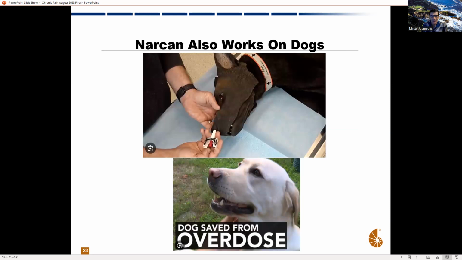And it also works on dogs. So if dogs happen to get into someone's opioid supply and you see the empty bottle or the tablets on the ground and the dog is lying unconscious next to it, you can administer Narcan nasally just like you would in an individual, and you can administer it as many times as necessary to revive the dog.